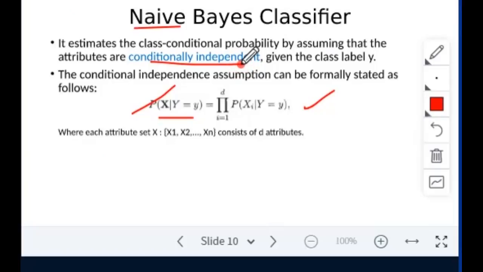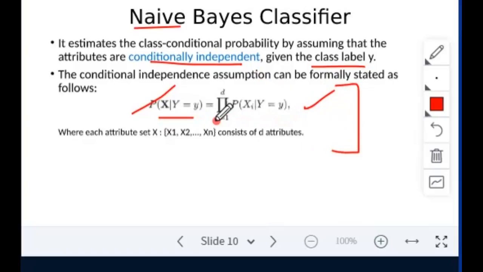As I told, for a fruit that is an apple, the color is taken as red, the shape round, and the diameter 3 centimeters. They are interrelated, but we are calculating the probability of each one separately. I'll show you in the example. So the attributes are conditionally independent given the class label y, and the equation is given like this.